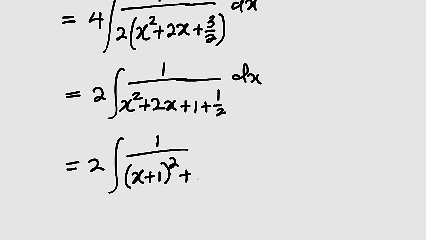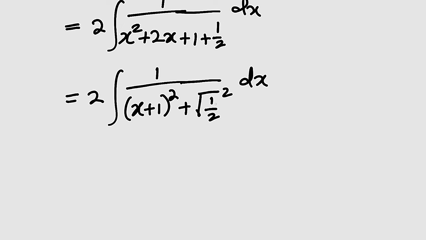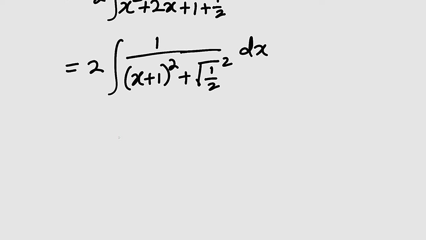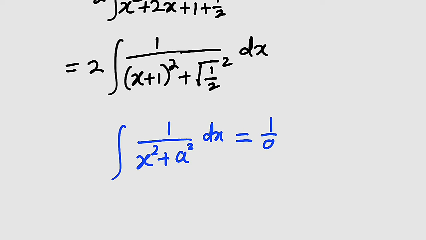Then we have plus 1 divided by 2, which I can write as the square root of 1 divided by 2, all squared. For a reason, I'm going to show you why. Remember that if you have the integral of 1 divided by x squared plus a squared, with respect to x, this is equal to 1 divided by a multiplied by arctangent, or tan inverse, of x divided by a, then plus the constant of integration.